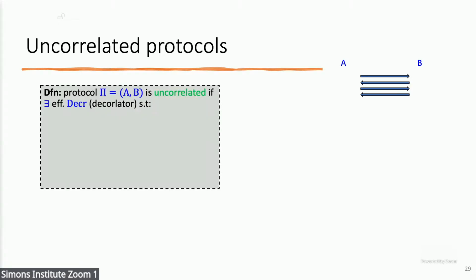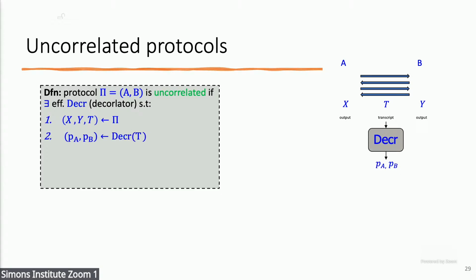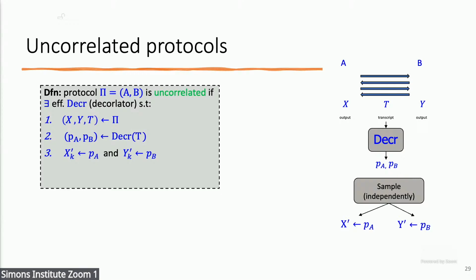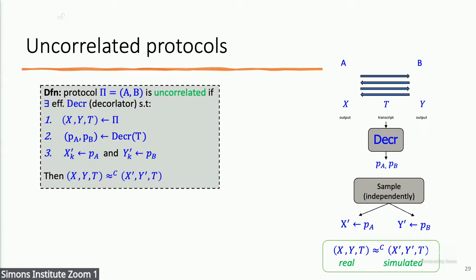So it's not a natural definition. The protocol is uncorrelated if there exists some efficient decorrelator such as the following. You compute the protocol on random input, you get X, T, and Y. Then the decorrelator gets T as the input, and outputs two Boolean probability distributions, PA and PB. Then you sample independently X prime according to PA and Y prime according to PB. And finally, we are guaranteed that X, Y, and T, the real output of the protocol, and the output of this decorrelator are computationally indistinguishable.